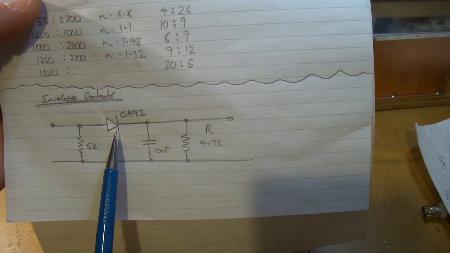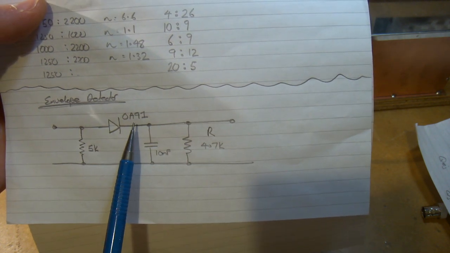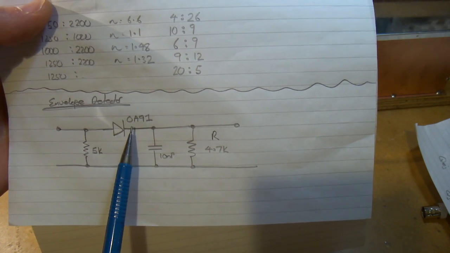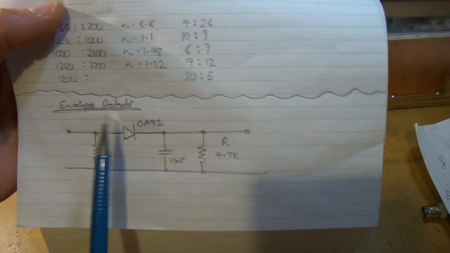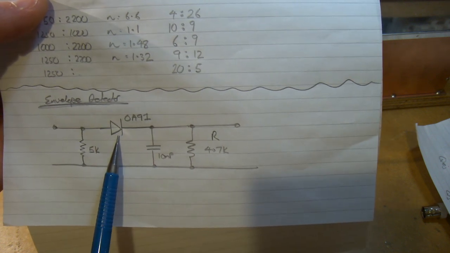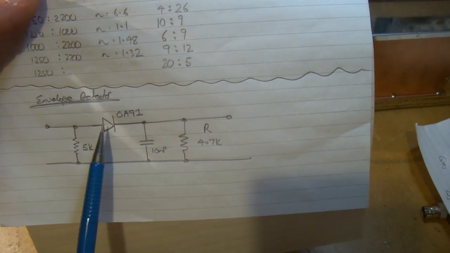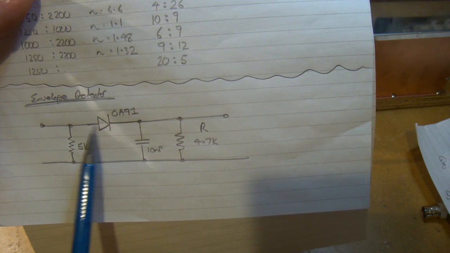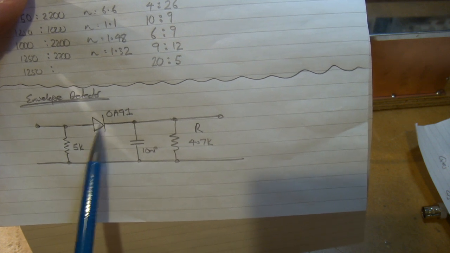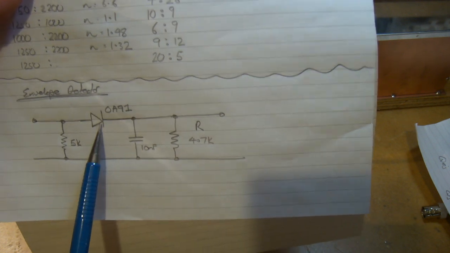I had in the junk box some OA91s, some germanium diodes, which are ideally suited for this type of detector. 1N4148s and some of the silicon ones are really not suitable at all. But here, very low forward resistance and works well in this particular environment.